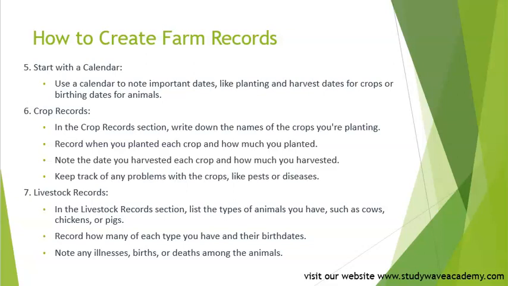In the crop record section, write down the names of the crops you planted or you're planting. Record when you planted each crop and how much you planted. Then you note the date you harvest each crop and how much you harvested. Okay? Keep track of any problems with the crops, like pests or diseases.